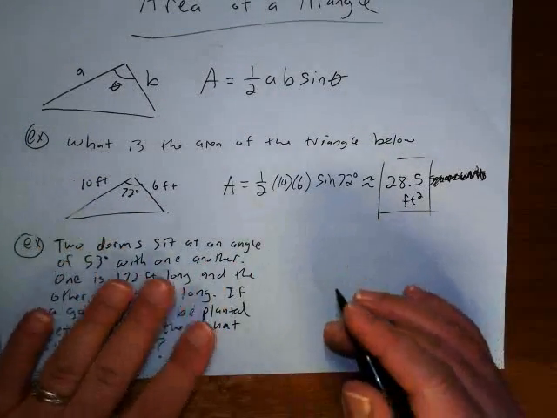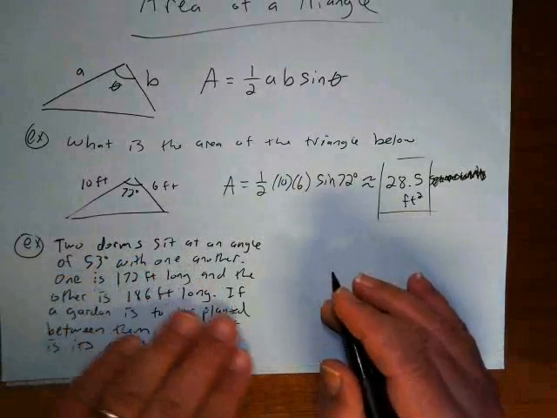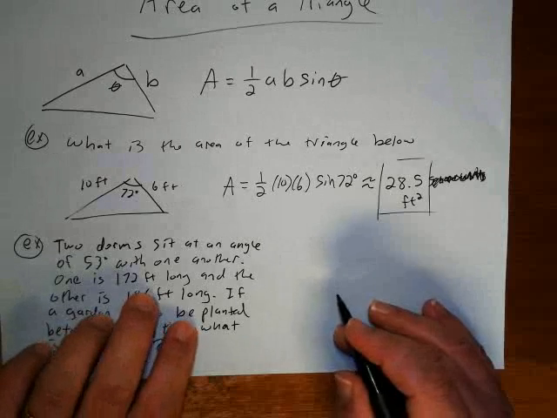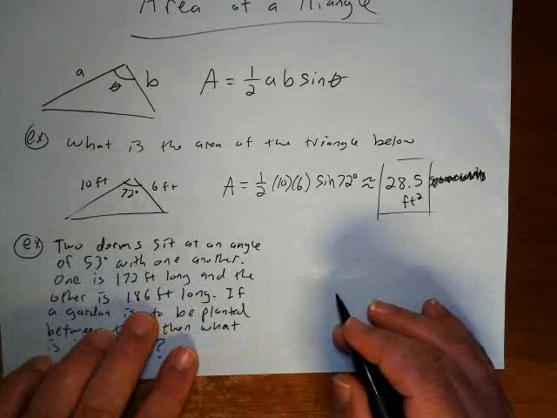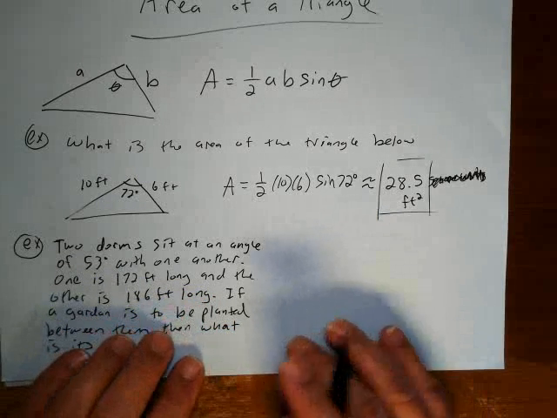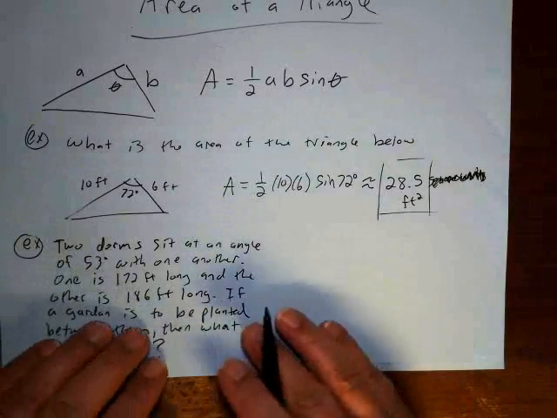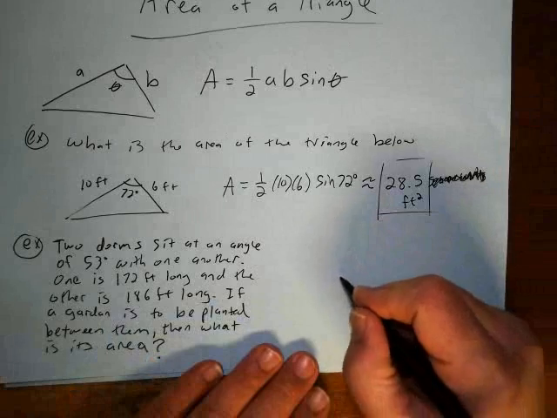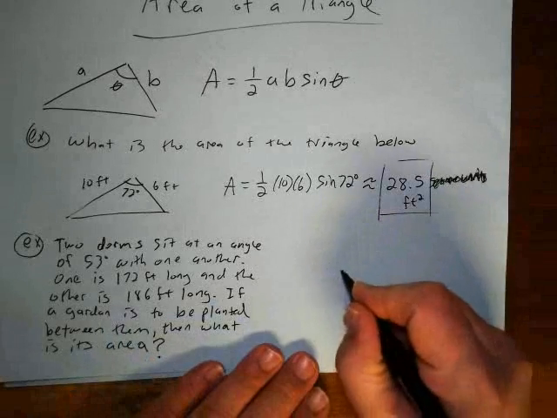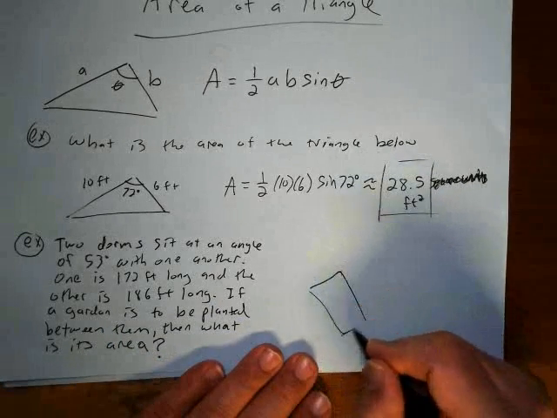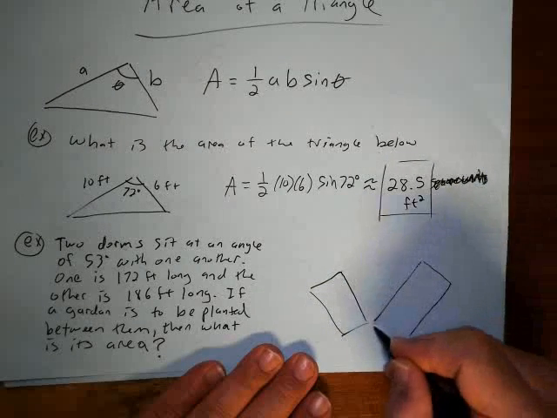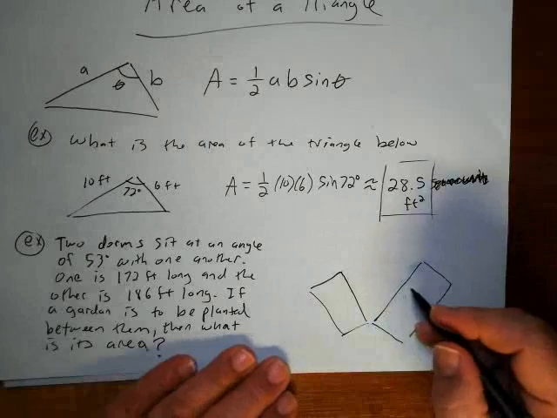So here's another example. Two dorms sit at an angle of 53 degrees with one another. One dorm is 172 feet long, and the other is 186 feet long. And then you're going to plant this triangular garden between the two dorms, and you want to know what the area of the garden is. So let's say this is like one dorm, and this is 172 feet long. And then you have this other dorm that's a little bit longer.